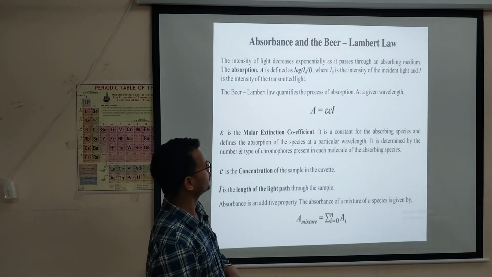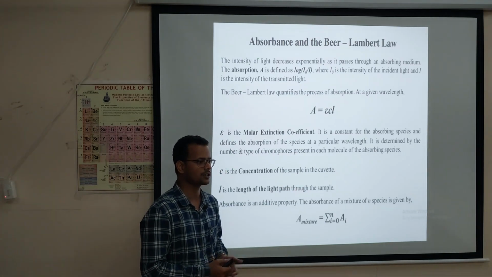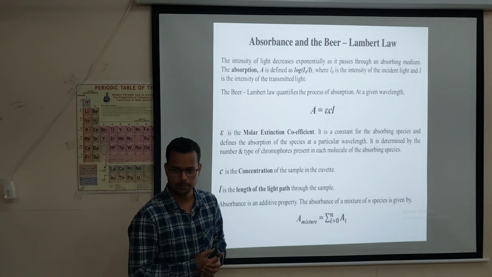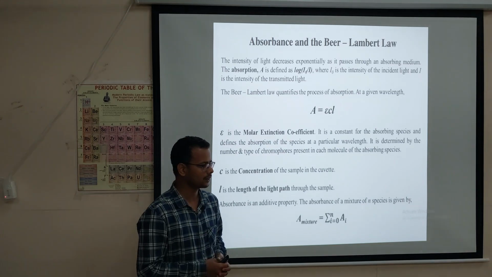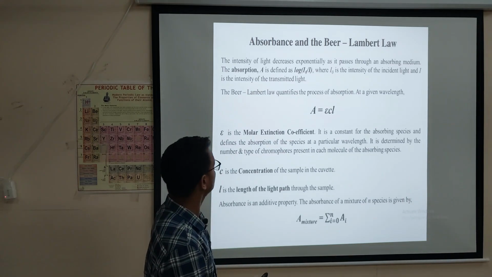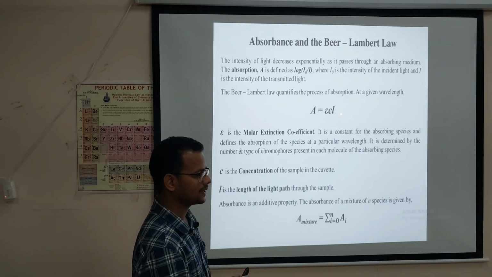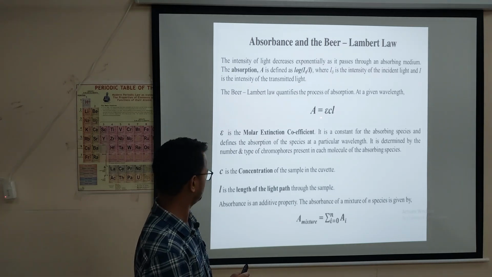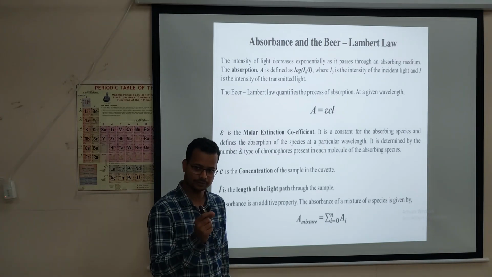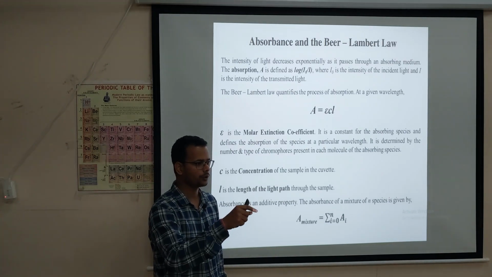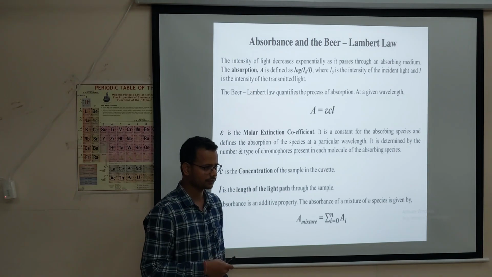Absorbance and the Beer-Lambert law. You know what the Beer-Lambert law is, and this type of concentration calculation follows this law. We all have that knowledge. What is Beer-Lambert's law? That is absorbance equals epsilon C L. L is the path length, C is the concentration. Path length of that cuvette, the path length of the cuvette in which we have taken a sample. And C is the concentration, right?